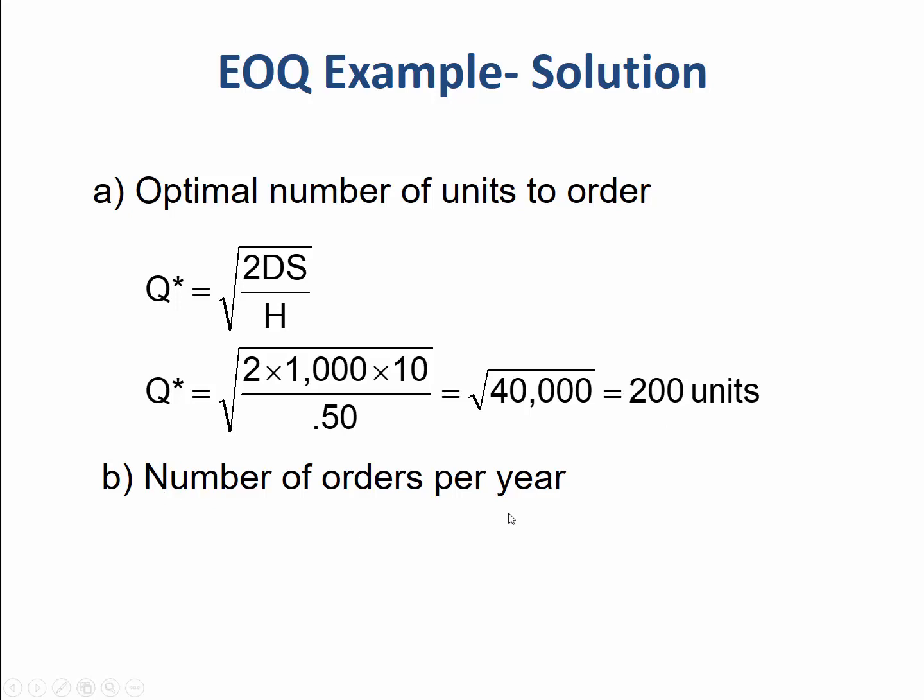Next question, how many orders would I process per year? Well, you remember that my demand was 1,000. Well, the number of orders I'm going to process every year is 1000 divided by 200. And therefore, I'm going to place 5 orders per year exactly.